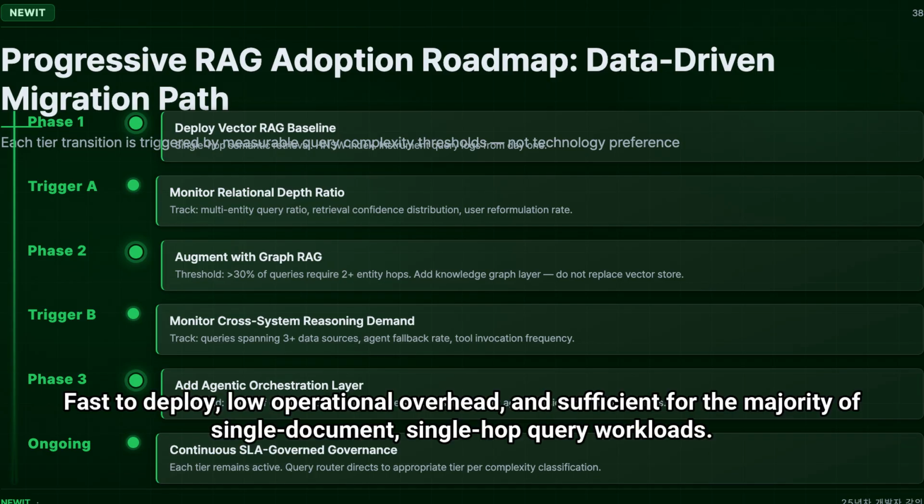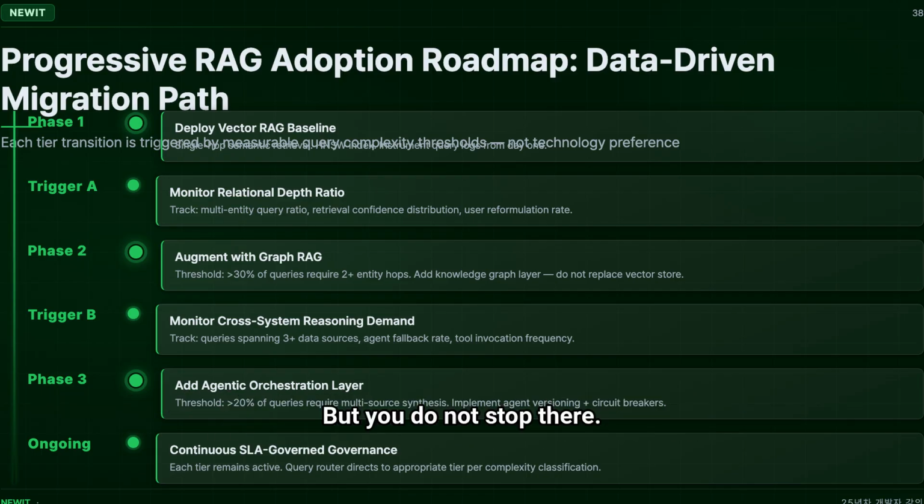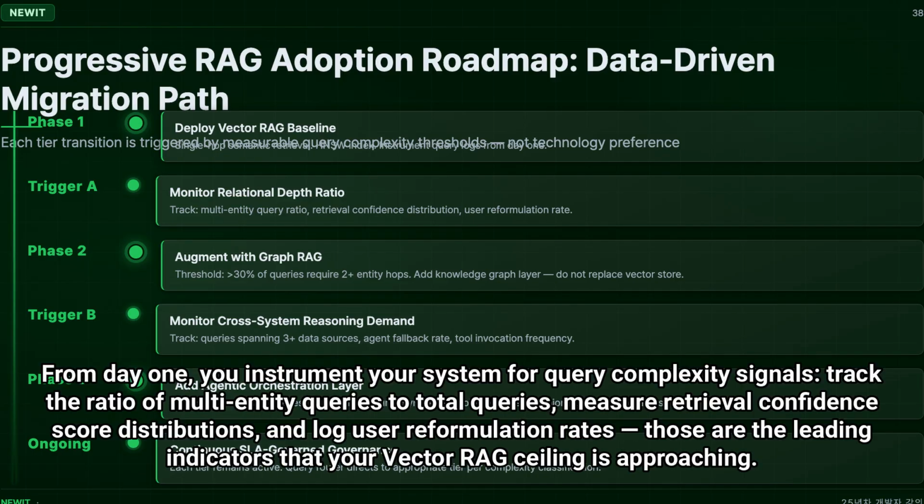Fast to deploy, low operational overhead, and sufficient for the majority of single-document, single-hop query workloads. But you do not stop there. From day one, you instrument your system for query complexity signals. Track the ratio of multi-entity queries to total queries, measure retrieval confidence score distributions, and log user reformulation rates. Those are leading indicators that your Vector RAG ceiling is approaching.